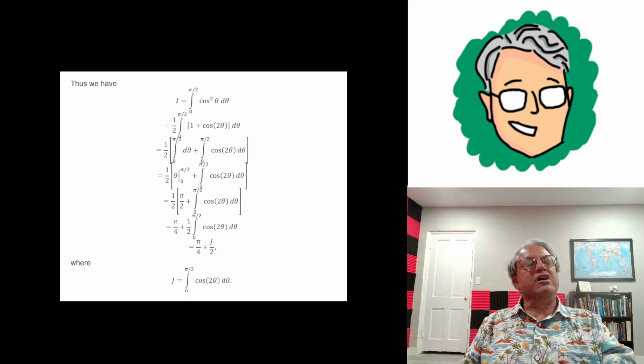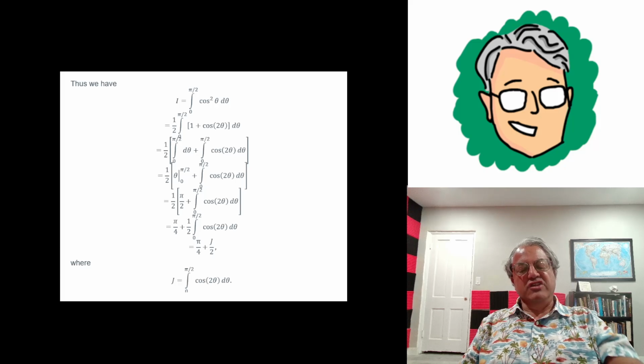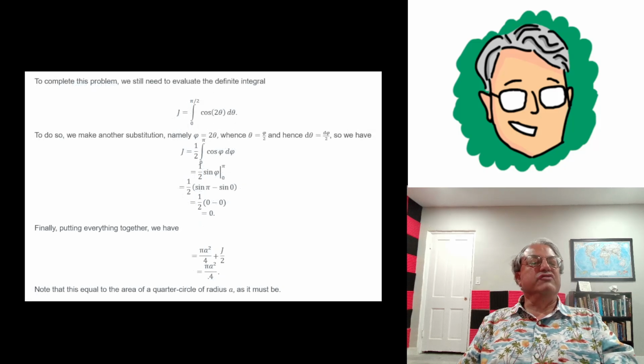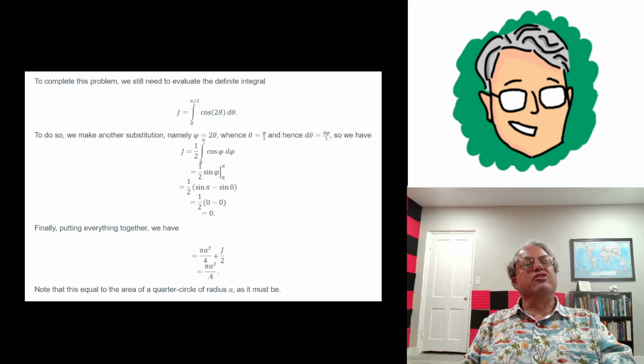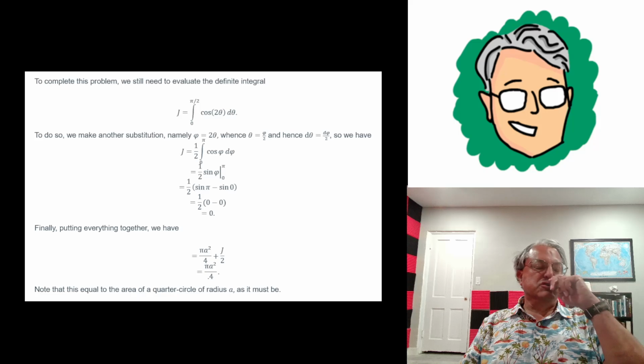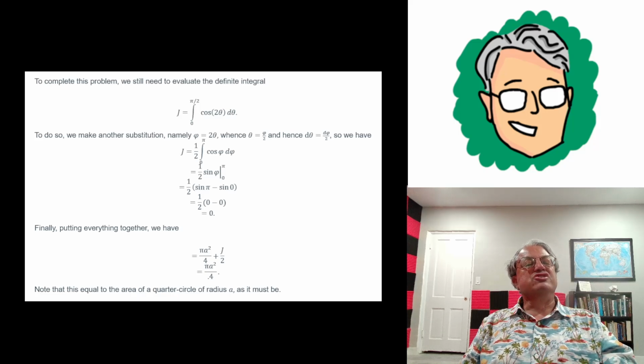But then we also have to add 1/2 the integral of cosine 2 theta, and I'm going to call that integral j. So j is the integral from 0 to pi over 2 of cosine of 2 theta d theta. That's actually a pretty easy integral, but we have to use another substitution to do it. We define another angle phi and let phi be 2 theta, so that theta is phi over 2 and d theta is d phi over 2. So j becomes 1/2 times an integral.